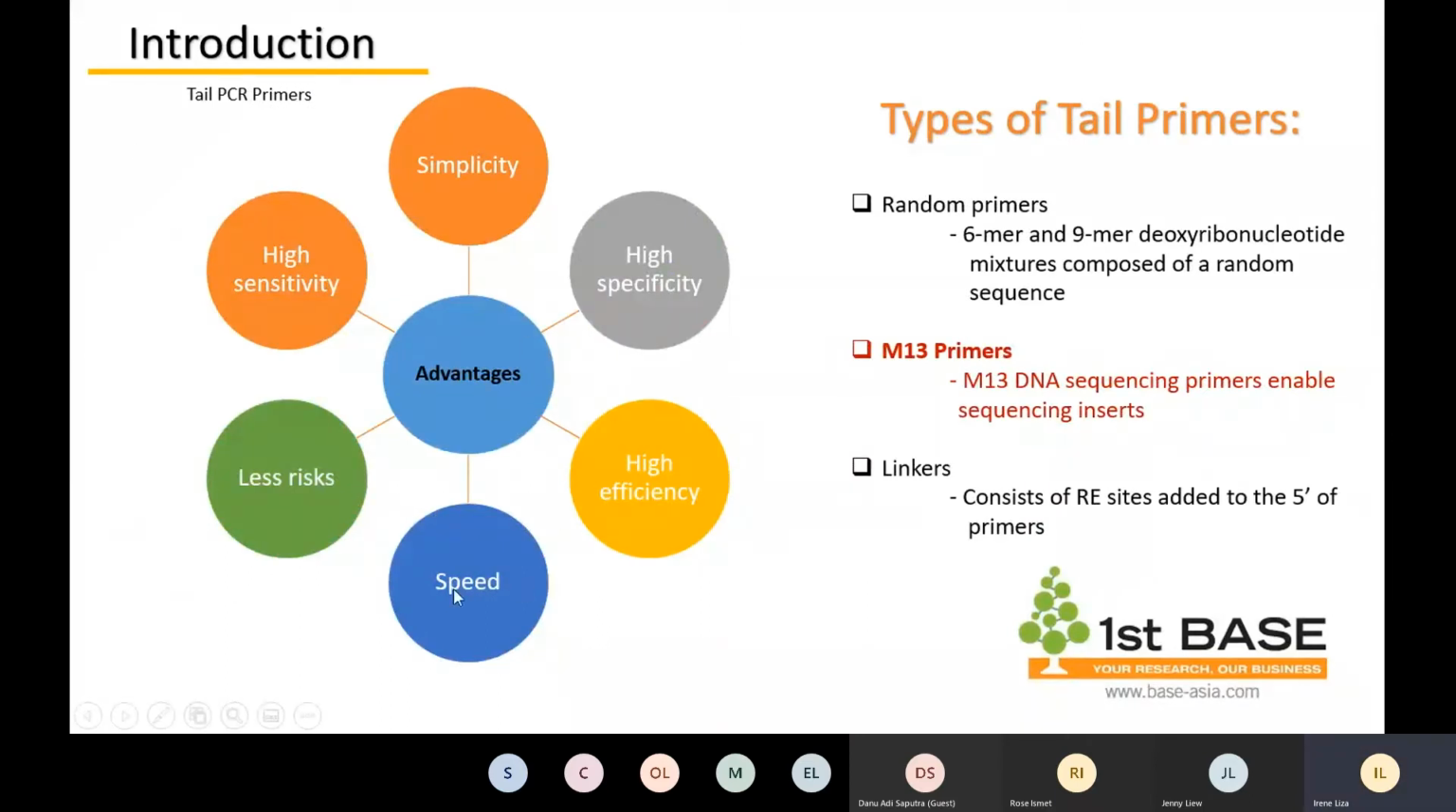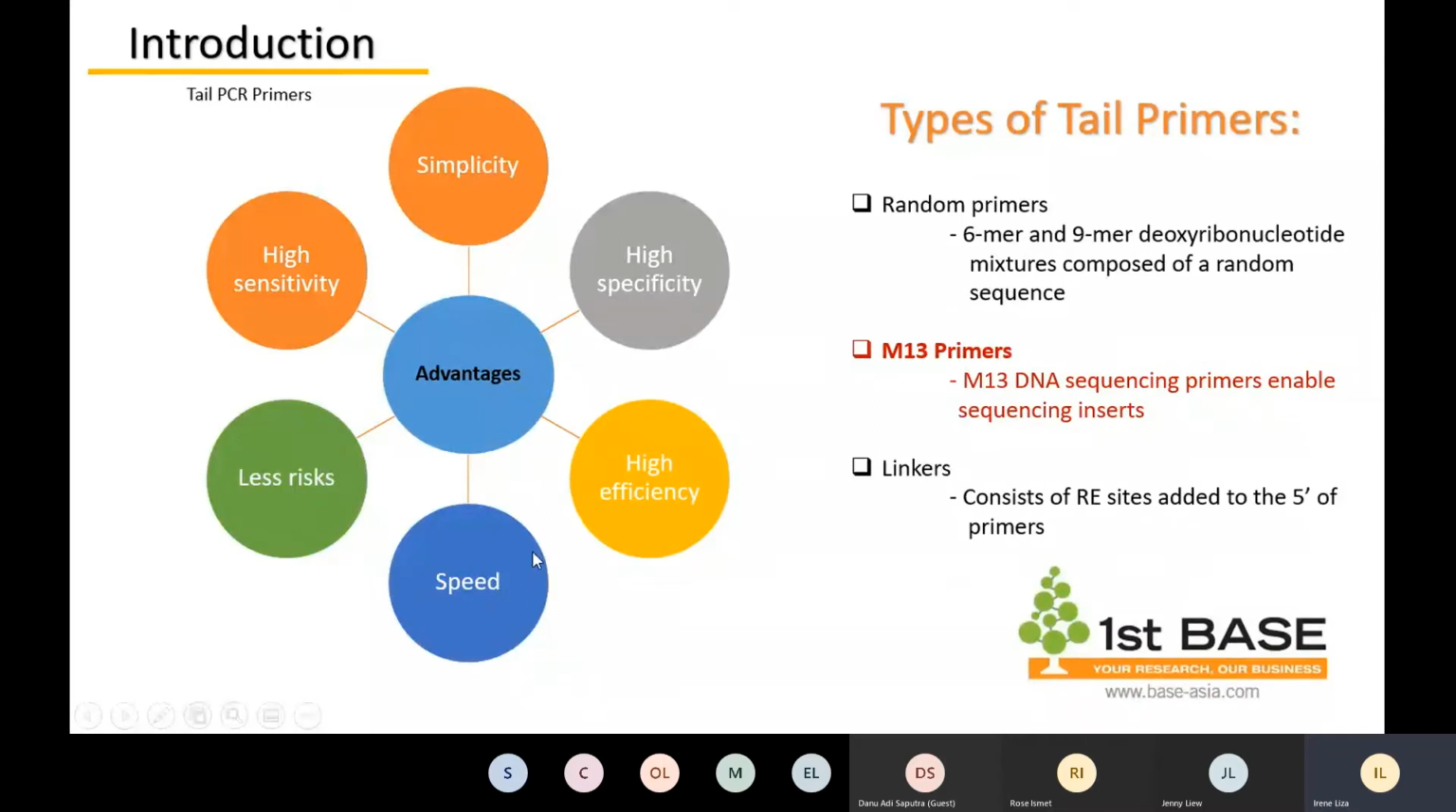So let's look into what the advantages of having tailing primers are. Now let's look into simplicity. Tailing primer is simple and convenient because it makes the workflow much easier. Then we have high specificity, because with tailing primers, the proportion of non-specific products is very low. High efficiency. Tailing primers can yield very specific products, and we will look into this in coming slides.